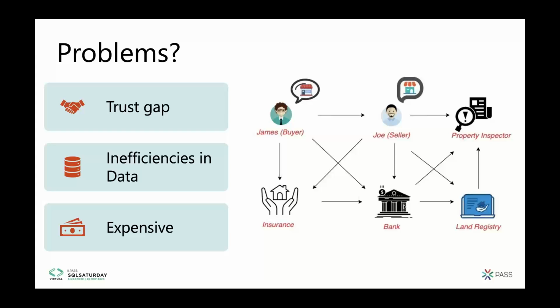So there was a trust gap, because each party, whether insurer or bank, maintains their own system and has their own standards. They don't know how good the other party's data is, so they don't trust it. There was also inefficiency: the same kind of report is maintained by the insurance agency, a similar report by the bank, and a similar report by the property inspector or land authority. It was repetitive, with data duplication, and quite expensive, because many intermediary parties like agents are involved, and you have to pay a huge amount of fees.